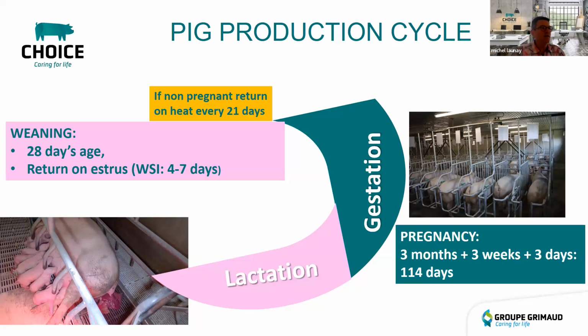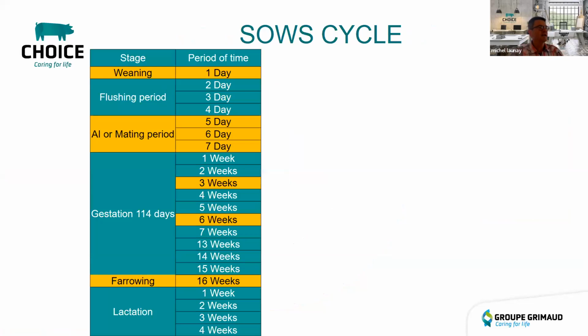And if we look in another way at this cycle, you can see easily here that we have a 20 weeks length of cycle. So 16 weeks from pregnancy, 4 weeks for lactation, and 1 week from wean to first service interval.